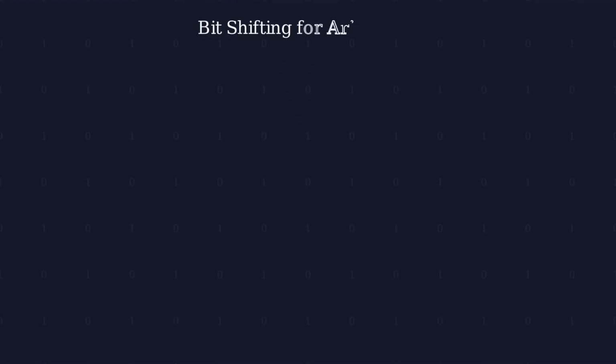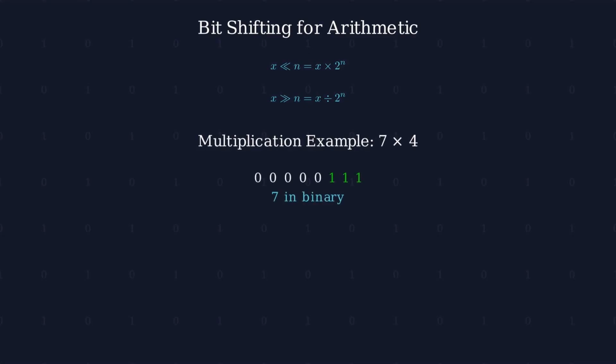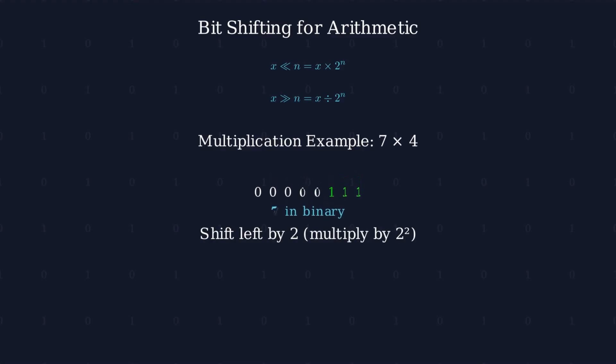Bit shifting operations can also be used for efficient multiplication and division by powers of 2. For multiplication, left shifting a number by n bits is equivalent to multiplying it by 2 raised to the power of n. For example, to multiply 7 by 4, we can shift left by 2 bits, since 4 equals 2 squared. This moves each bit 2 positions to the left.